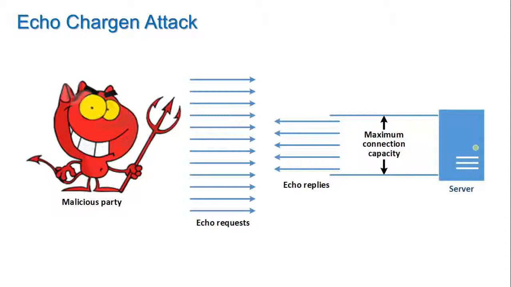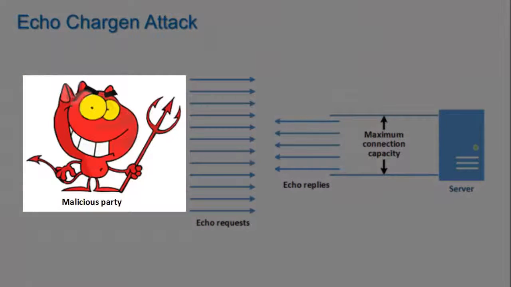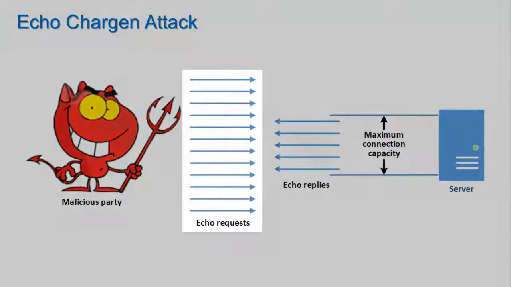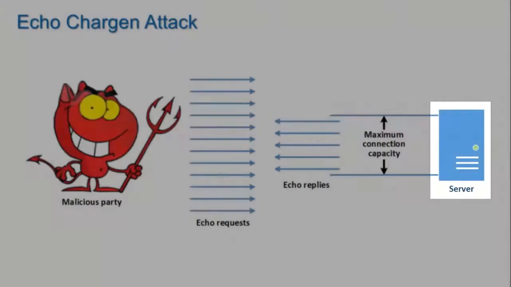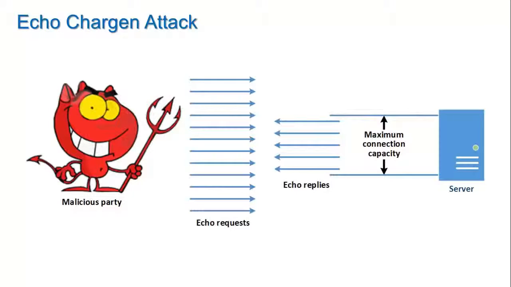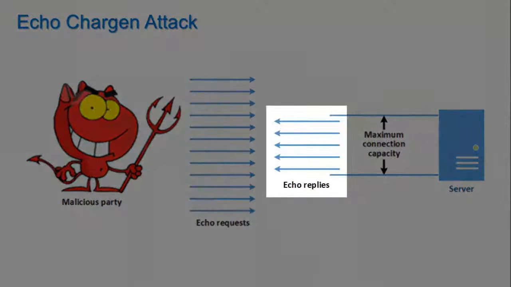to the source server. An echo chargen attack, then, is characterized by a malicious party sending a large stream of echo request packets to the target server. Per the protocol, the target server will then echo those packets back across the network.